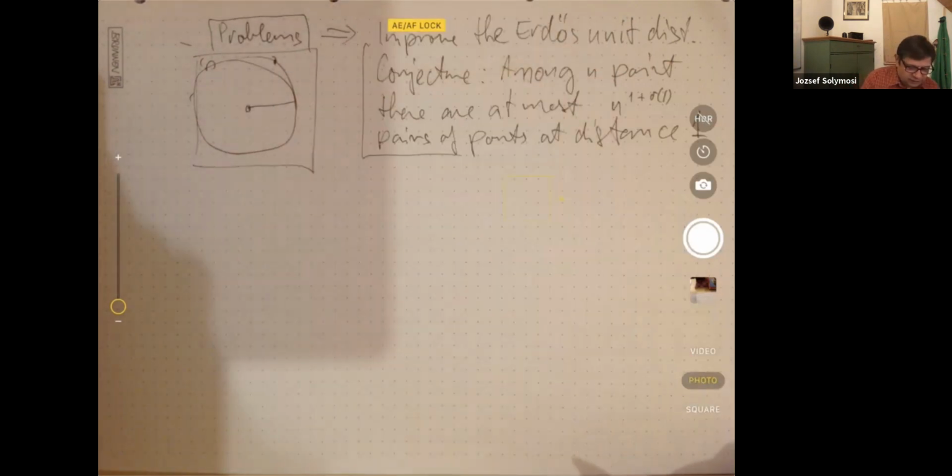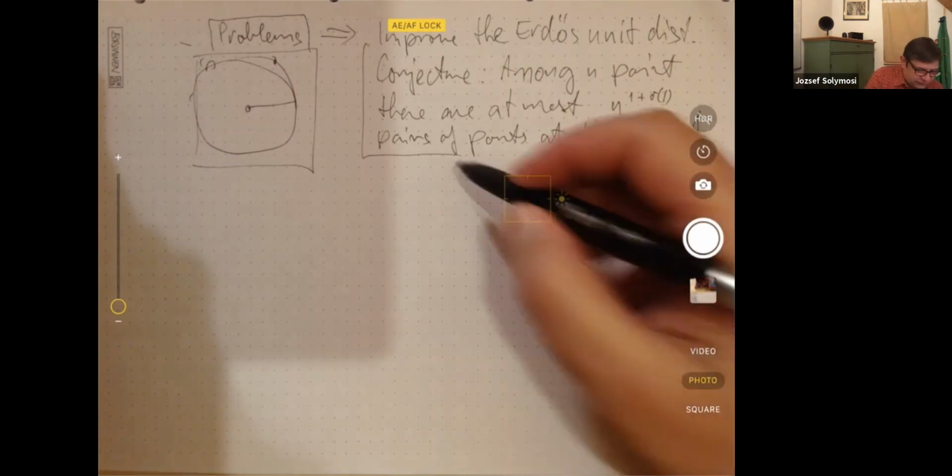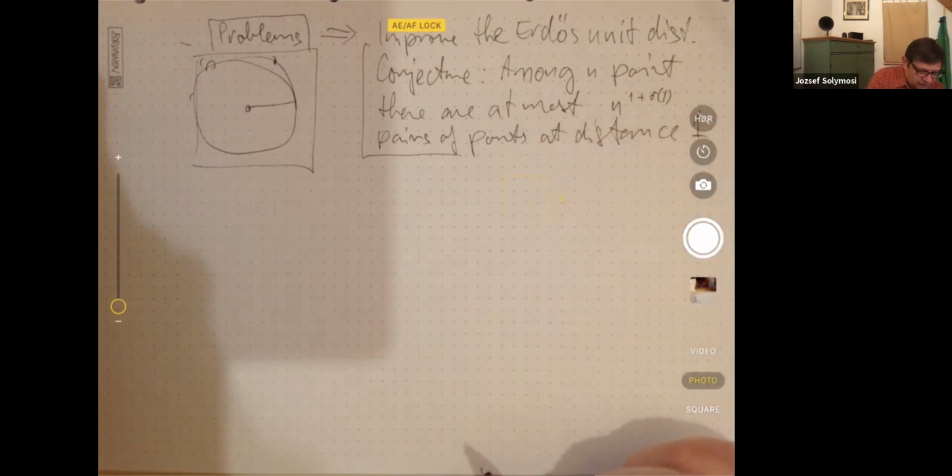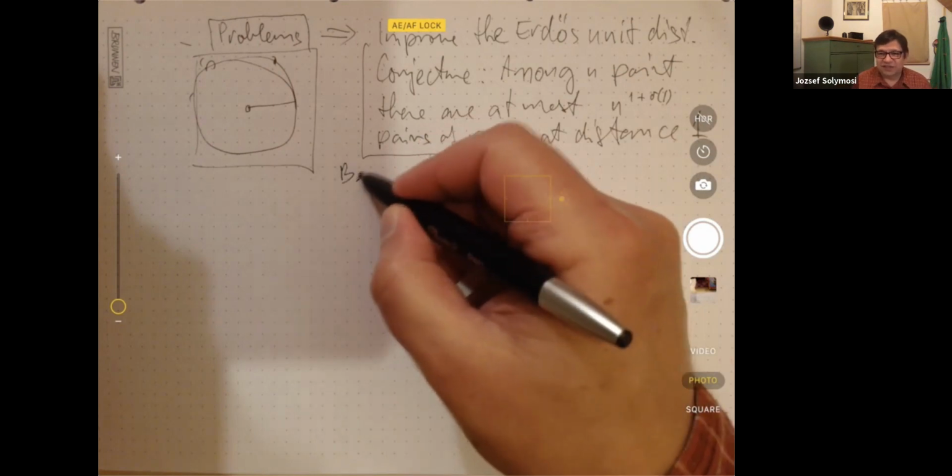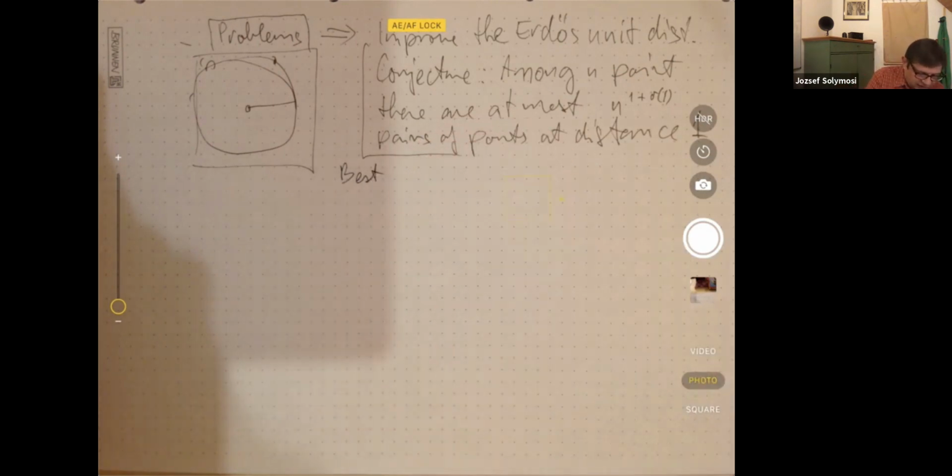The best result at this point, which is an ancient old result, is n to the 4/3.